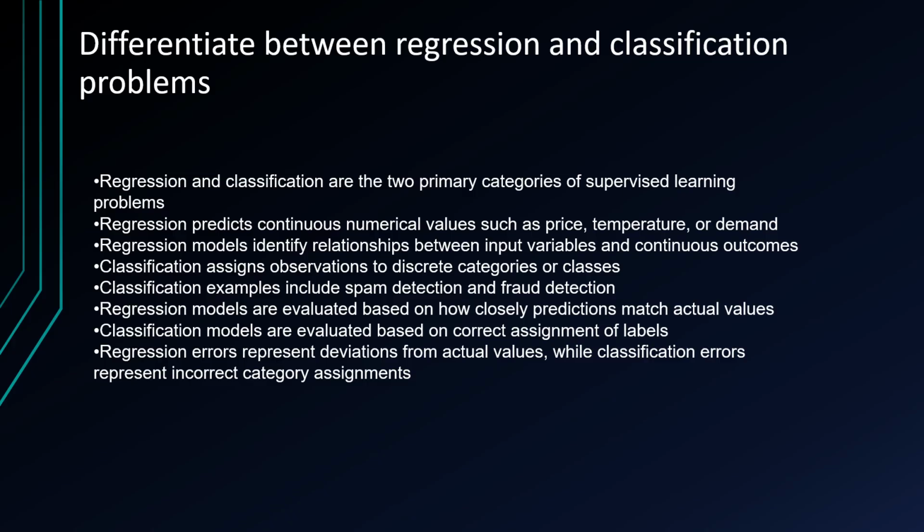Classification problems operate differently. Rather than predicting numerical values, classification models assign observations to discrete categories or classes. The purpose of classification is to determine which predefined category best describes a given observation based on learned patterns from historical labeled data. Instead of predicting a number, the model predicts membership within a specific group. Classification applications are extremely common in machine learning systems.